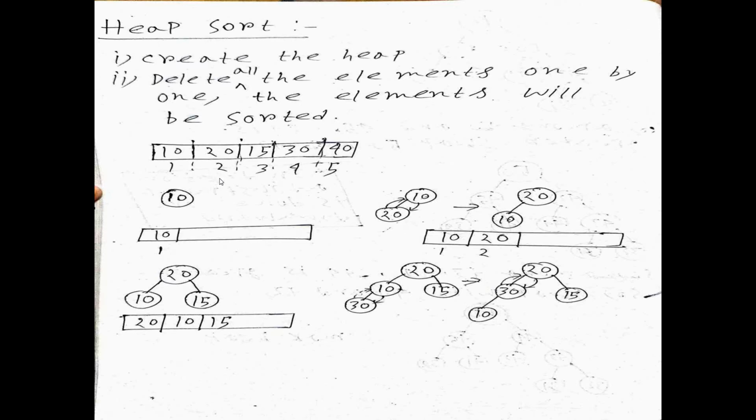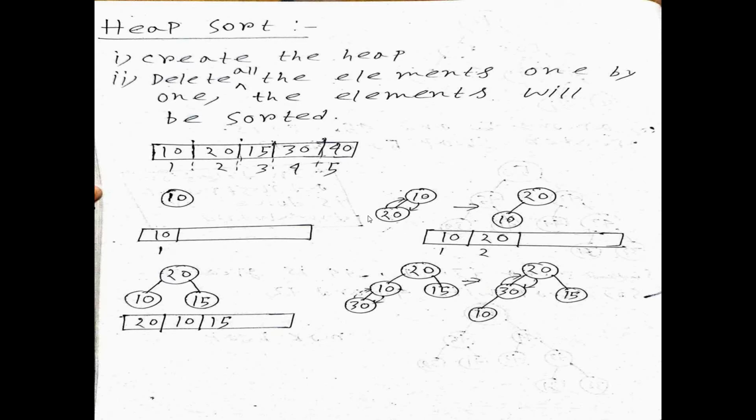Next element. Now we insert the next element. What is the next element? 20. As we know, in the heap all elements are inserted level by level. That means heap is level balanced. So obviously 20 goes to the next level, that means the left child of 10. So we inserted it. Here we are creating a max heap basically.